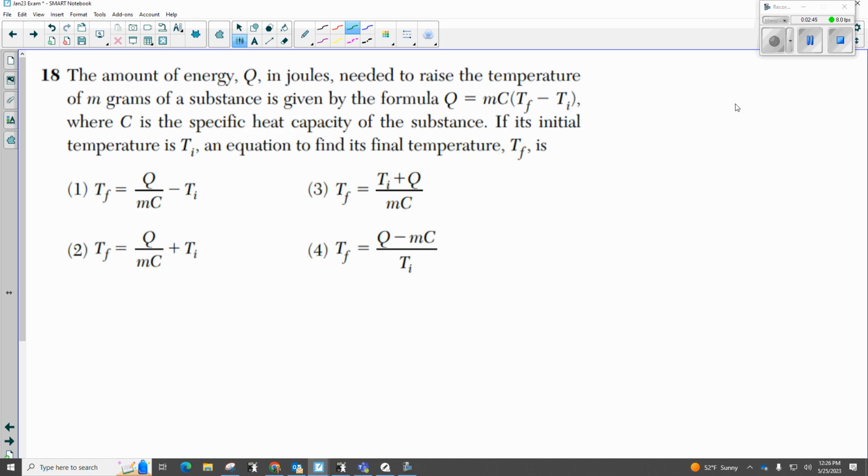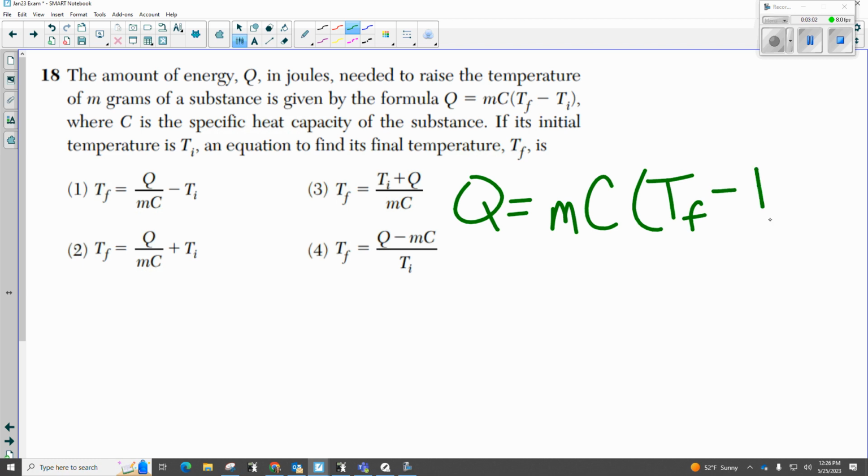Okay, so this hopefully looked like a science formula to you. I don't know if you use this one in science. I've never seen it before, at least that I remember. High school was a while ago for me.